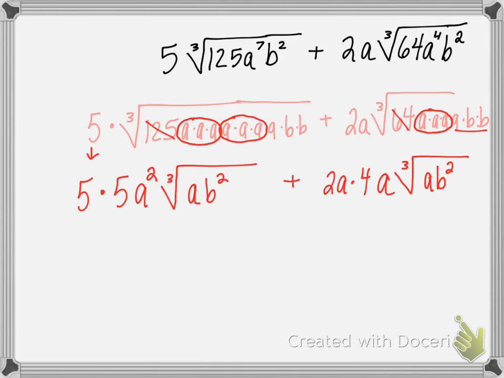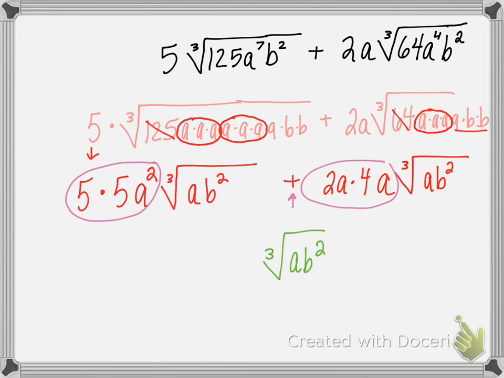So that means I can actually combine these. So the root here, I'm going to rewrite that root, the third root of a b squared. And for my final answer, I just need to figure out how many of those I have. What's the number in the front? So to do that, I need to combine this part and combine this part and add them together.